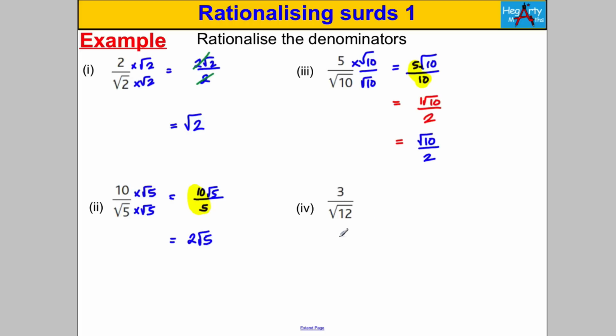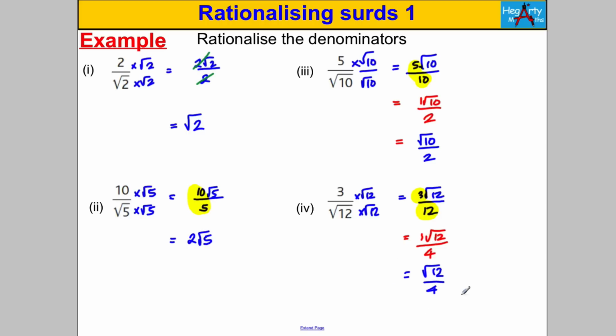And the last one, multiply top and bottom by root 12. So multiply by root 12, multiply by root 12. What would I get? 3 root 12 over 12. Now, can I simplify 3 divided by 12? Yes, there's a factor of 3 in 3 and 3 in 12. So I can divide top and bottom by 3. And as I said before, I get 1 root 12 over 4. But I don't write the 1, okay? So instead of writing the 1, I'm just going to write root 12 over 4.